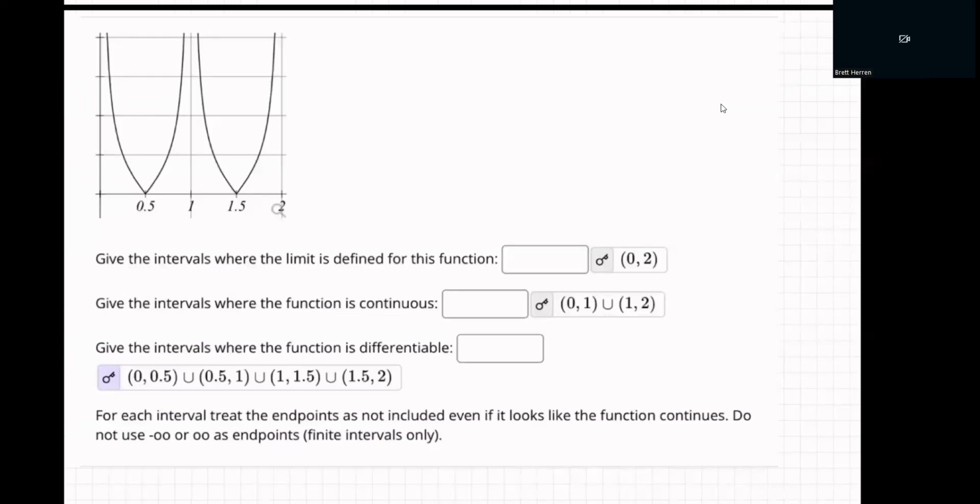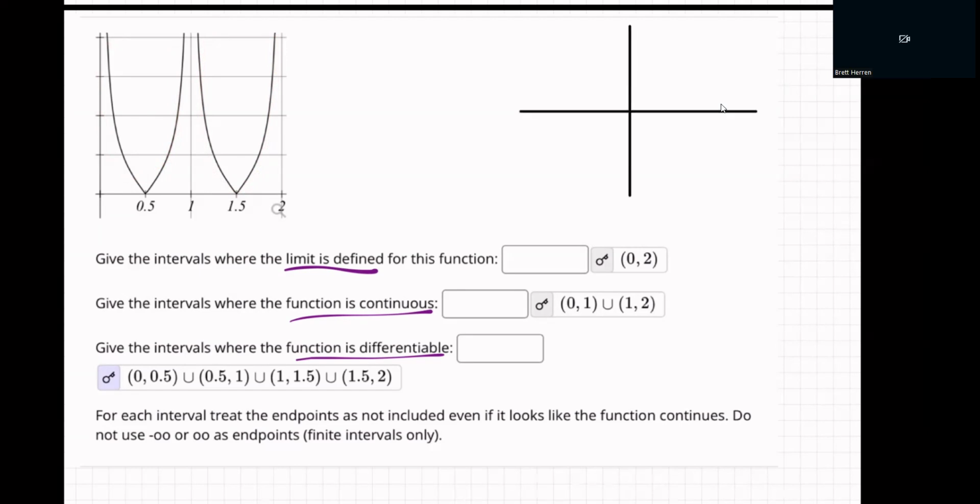In this example, we've got a graph, and it's asking us three questions about it. Where's the limit defined? Where's the function continuous? And where's the function differentiable? Well, first off, what does it mean for a function to be defined?